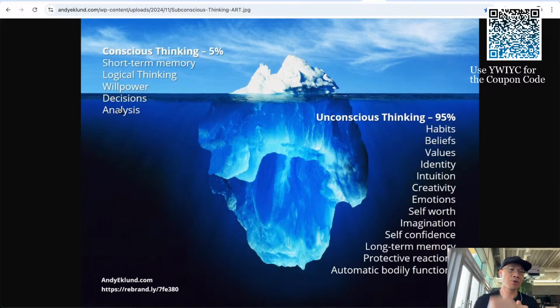And what you're going to do, the conscious thinking only commands 5%. Your short-term memory, logical thinking, your willpower, decisions, analysis. You guys understand? That's all it commands. Your unconscious thinking are your true blueprint sitting inside of you. Your habits and beliefs, your values and identity, your creativity, your self-worth, your imagination.